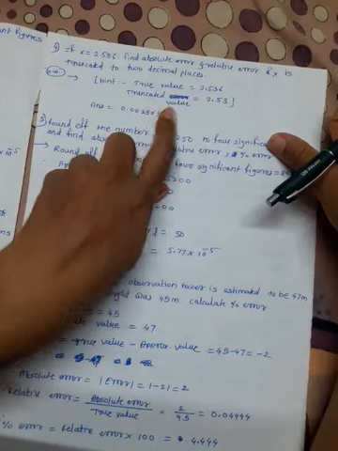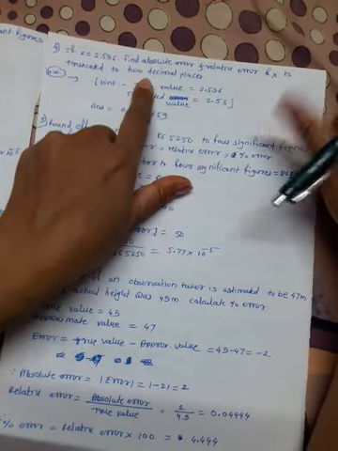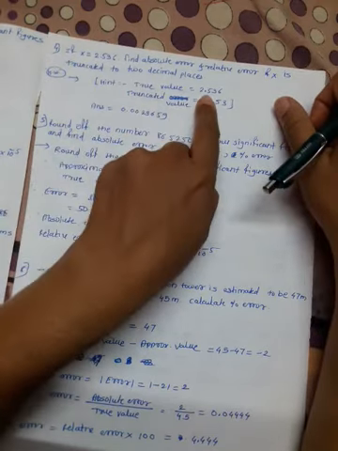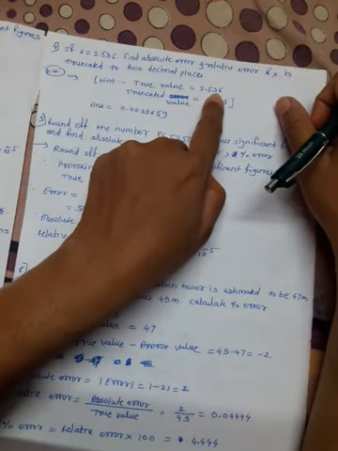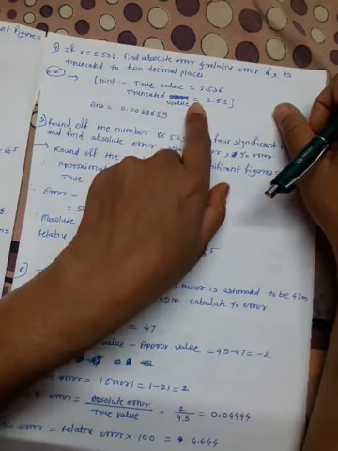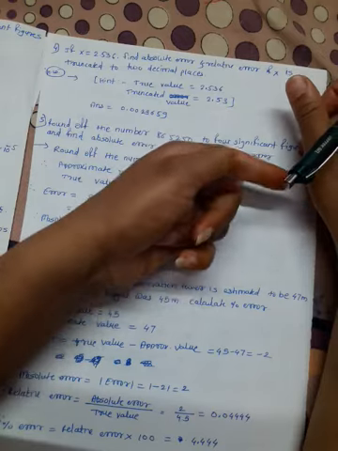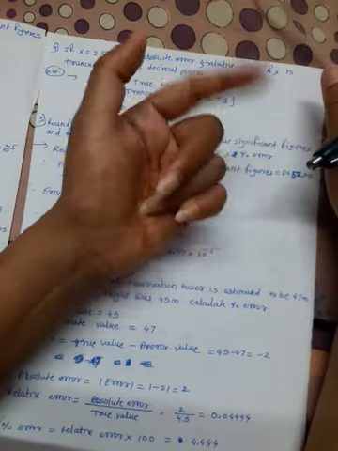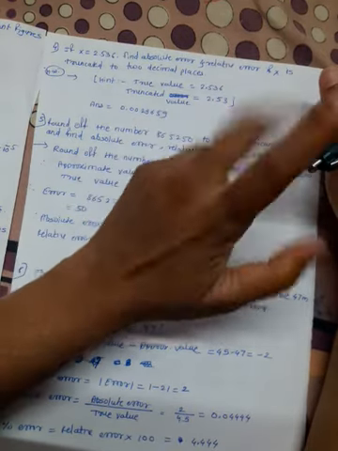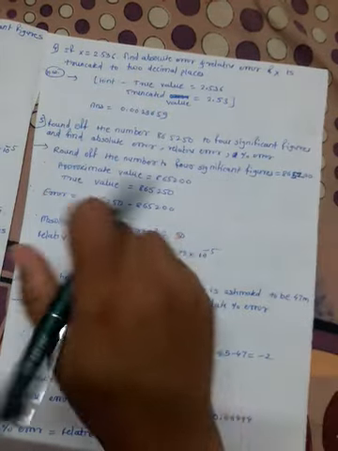Truncated value means up to 2 decimal places, so after the point we consider only 2 decimal places. That is, 2.53 is the truncated value. So take the difference, we get the error. Take the absolute value, we get the absolute error, and calculate the relative error and percentage error also. To get the percentage error, just multiply by 100.